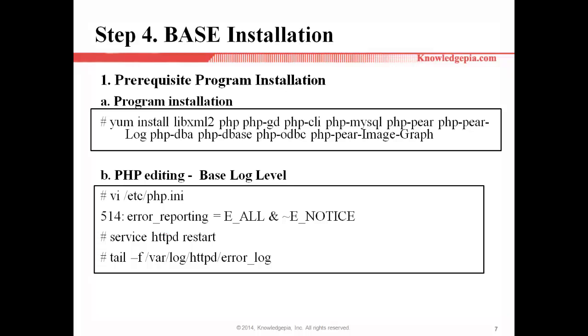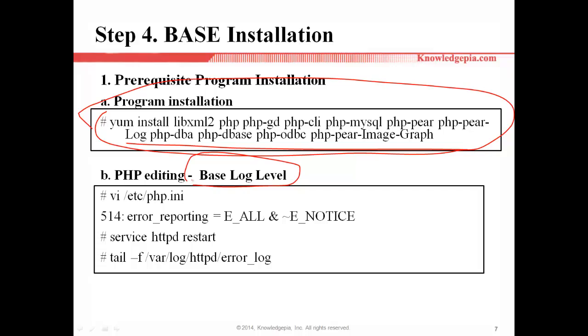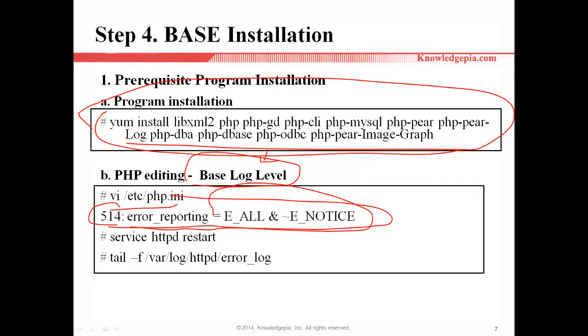Step 4, BASE installation. To install BASE, we need to install these packages, so please check these packages. And then edit the PHP error reporting log level. After you install these packages, if you start the BASE configuration later, you will see log errors. So in PHP 5, we have to edit like this. In my case, go to line number 514, this error_reporting line, and set it like this, excluding notice. After that, start the web server.